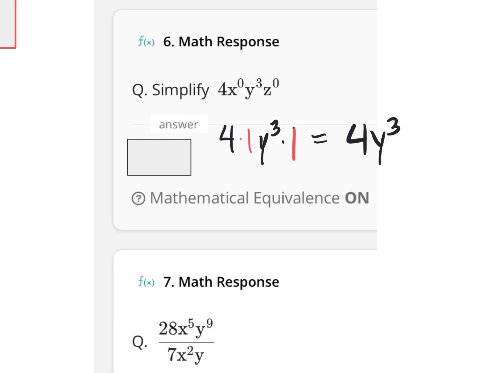The easy way of doing it is not even writing that x to the 0 is 1 or z to the 0 is 1. You could just scratch them out right from the start. x to the 0 is 1. It's not going to change anything. z to the 0 is 1. It's not going to change anything.